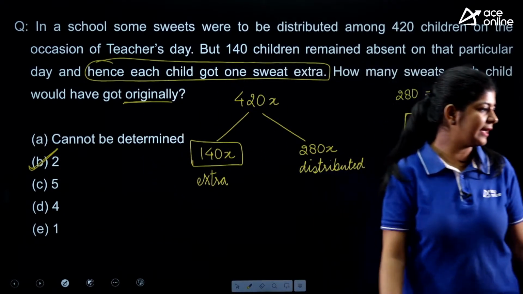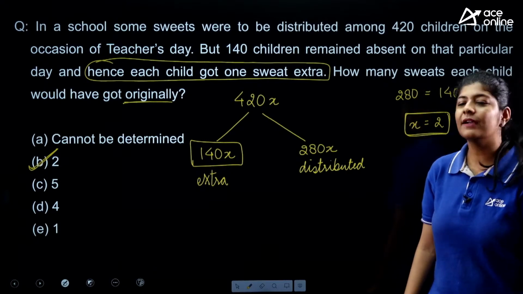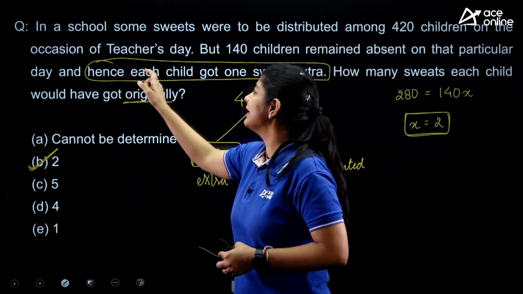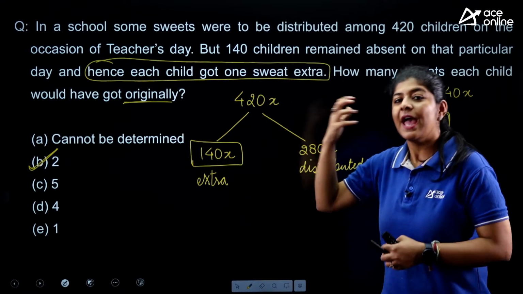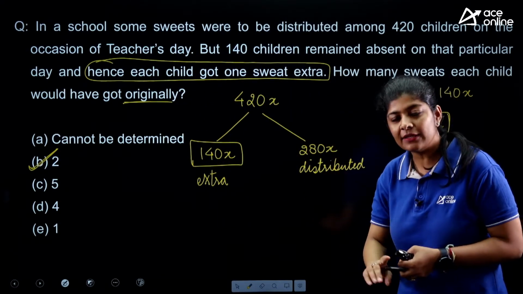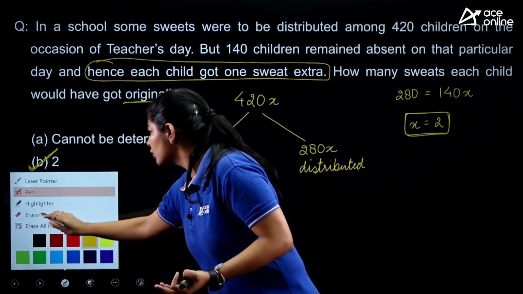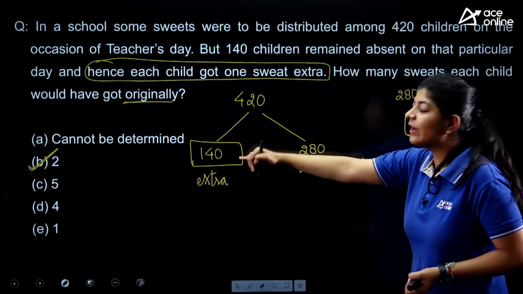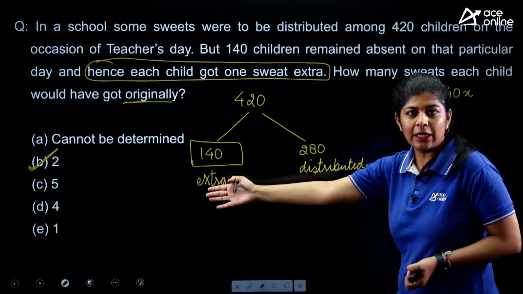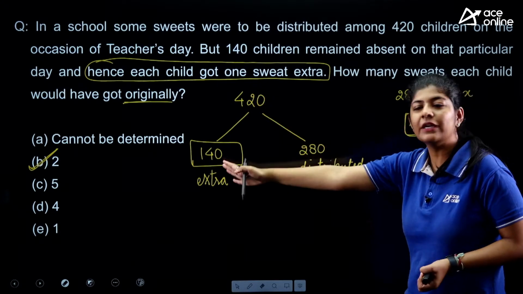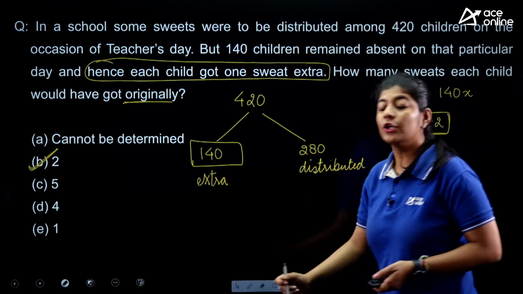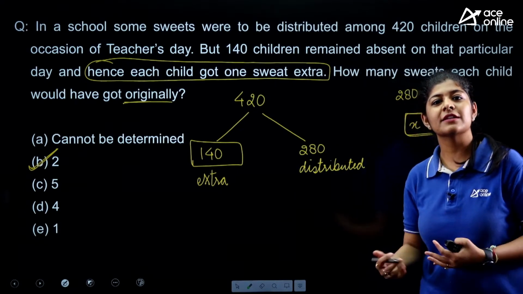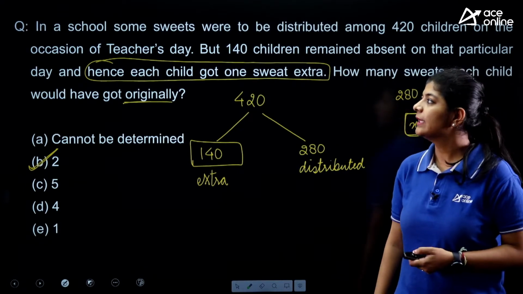Option B is the correct one. Here is how I got this: the question says that hence each child got one extra sweet. And how many students are present in the school? It is equal to 280, because 140 students were absent on that particular day. So out of 420, if 140 are eliminated, we are left with 280. From this we can easily calculate the value of the extra sweets we are going to distribute. Next.